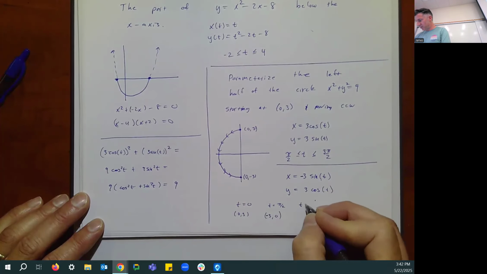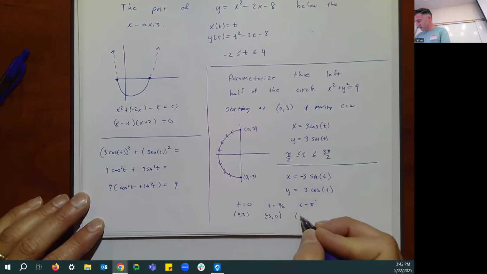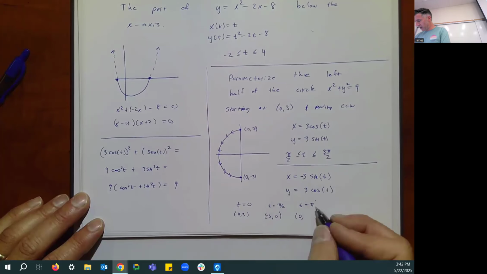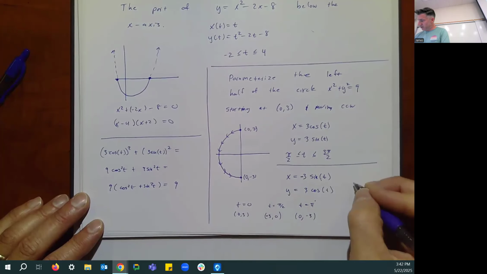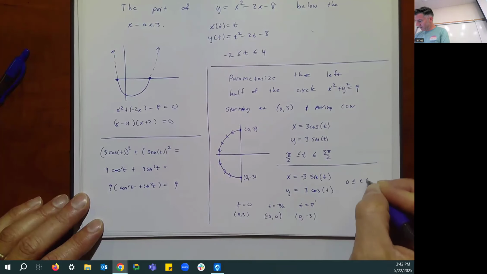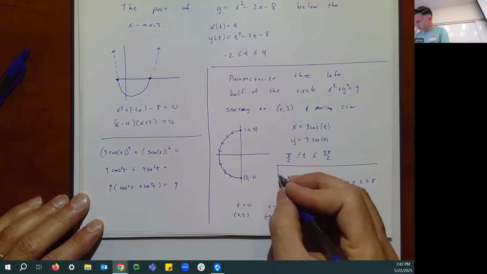And then at t equals pi, I get -3 sine of pi, which is 0, and 3 cosine of pi is -3. Yeah, that totally works as well. So here's another different way you could parameterize this.